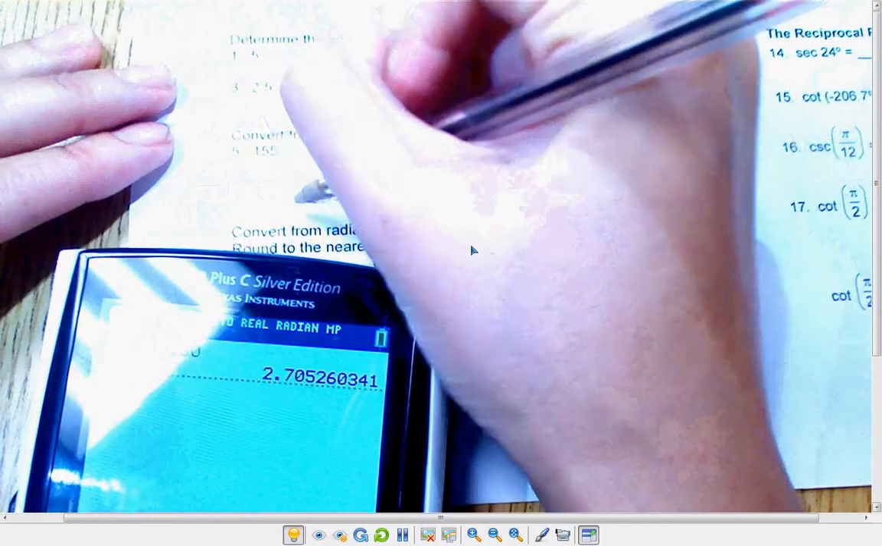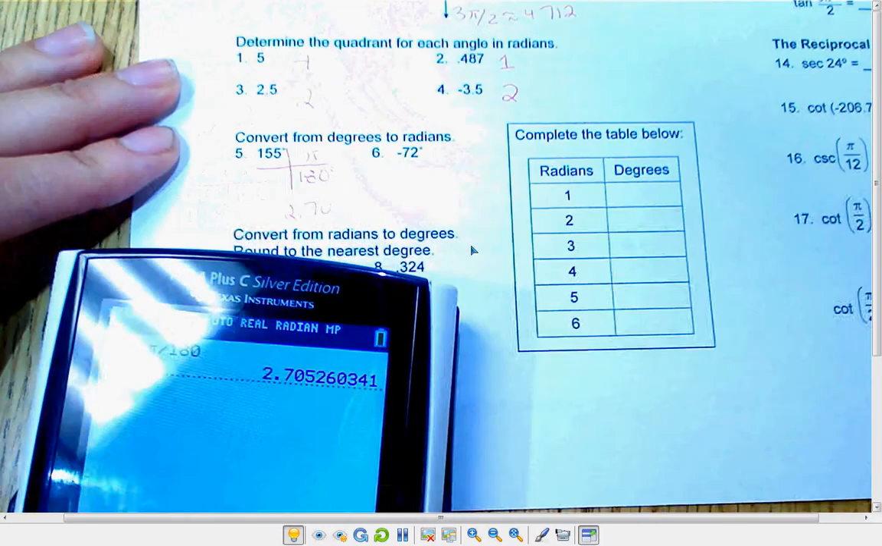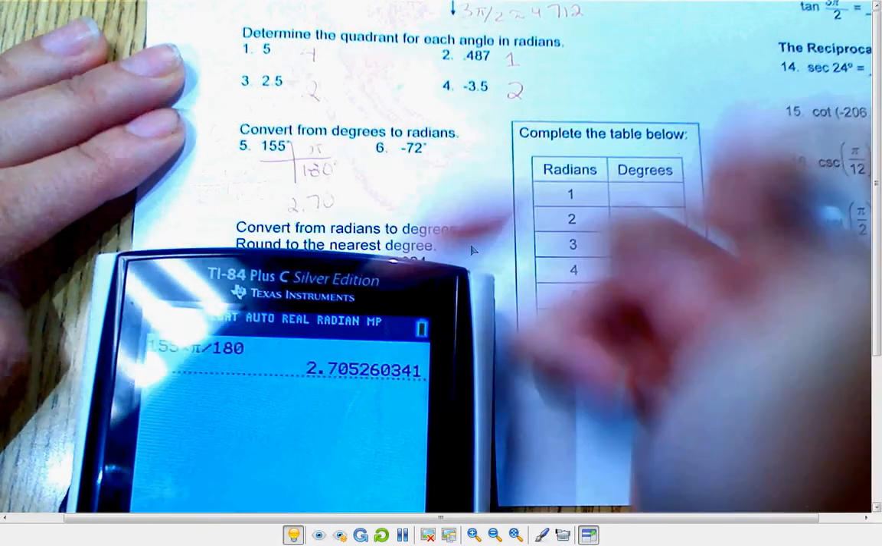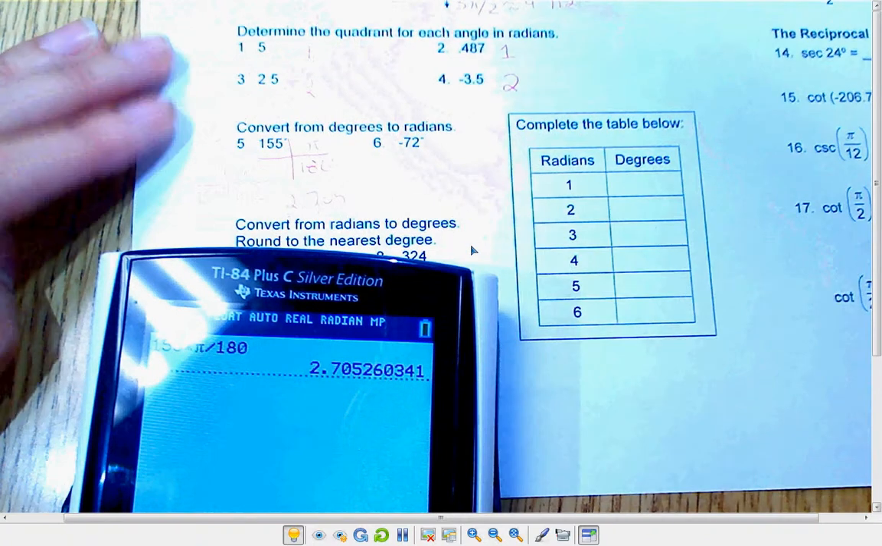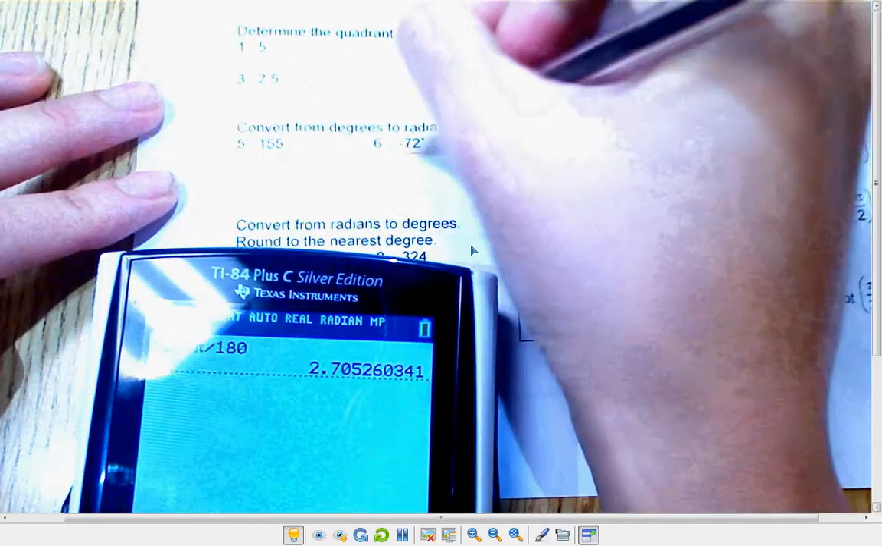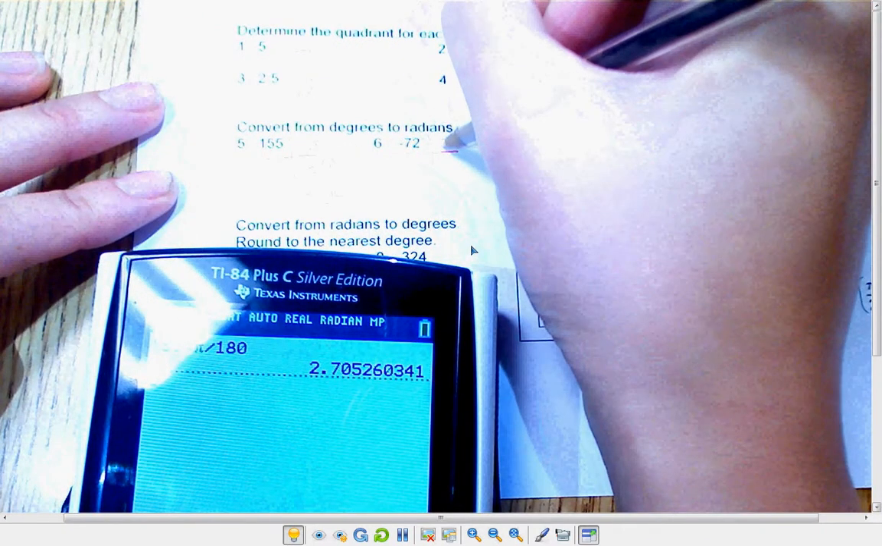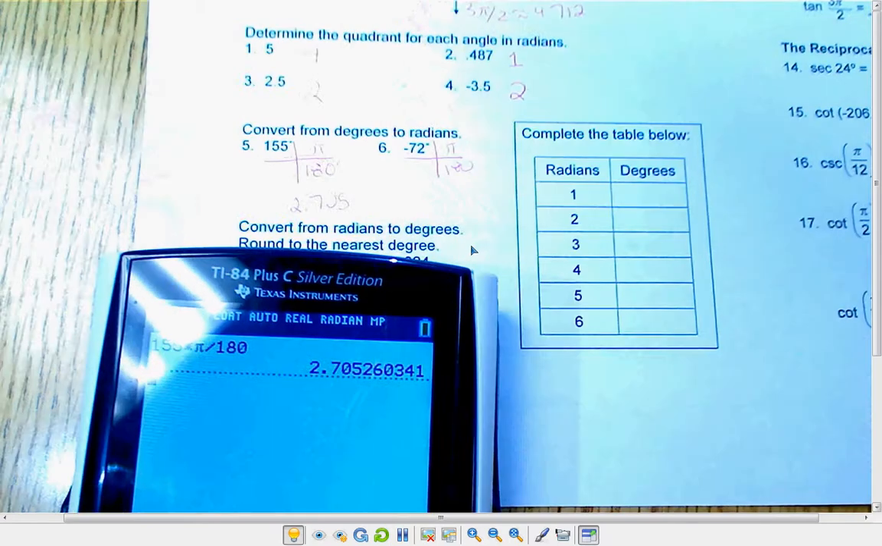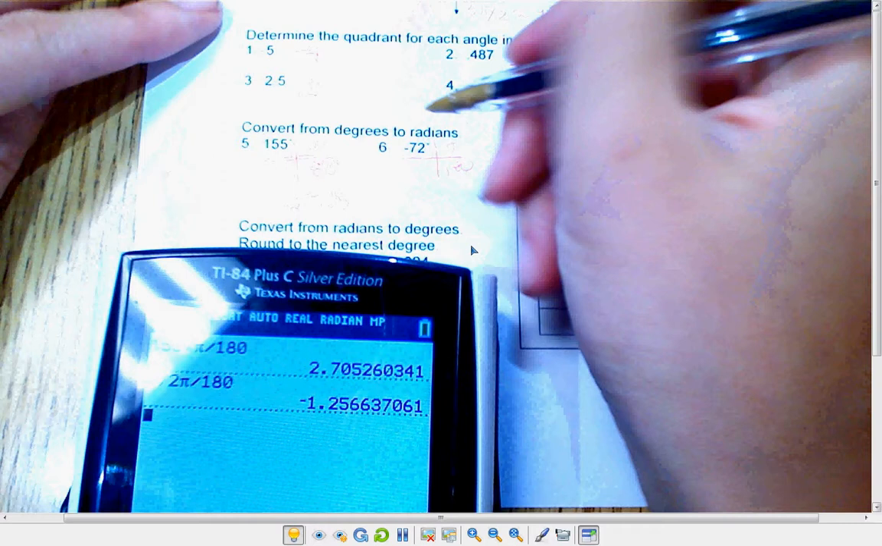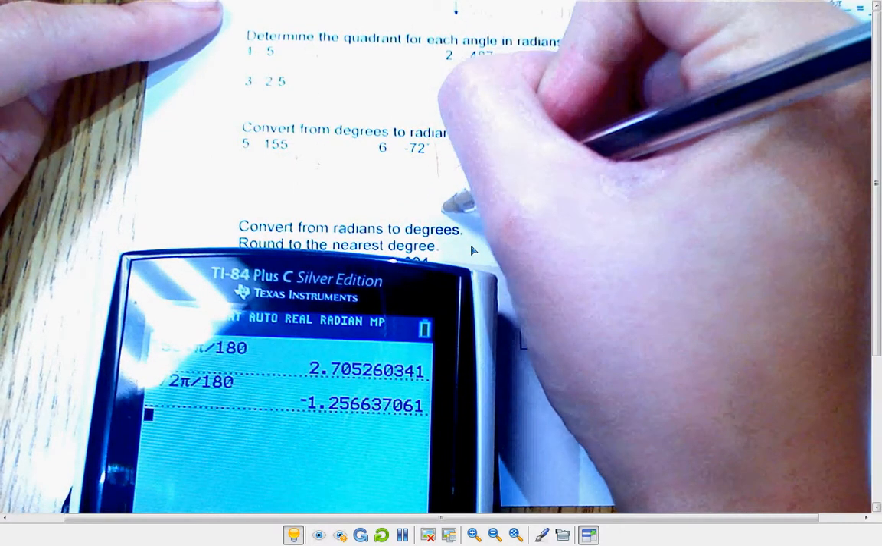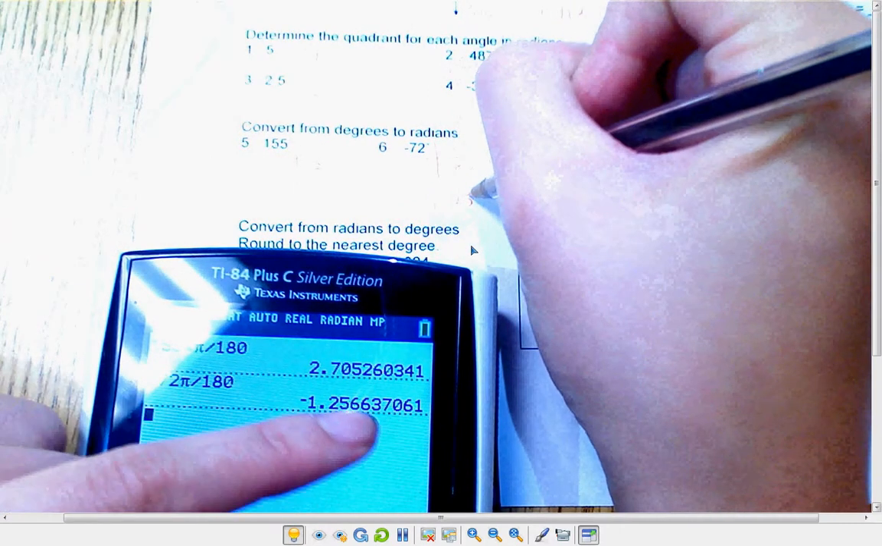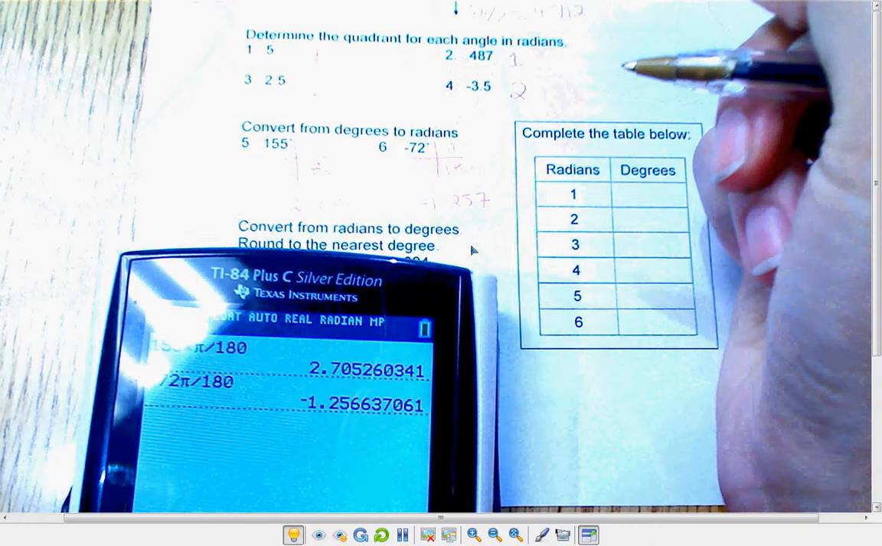So we have 2.705. We're going to do the same thing with number 6. Gives us negative 1.25, and that 6 rounds up to a 7.